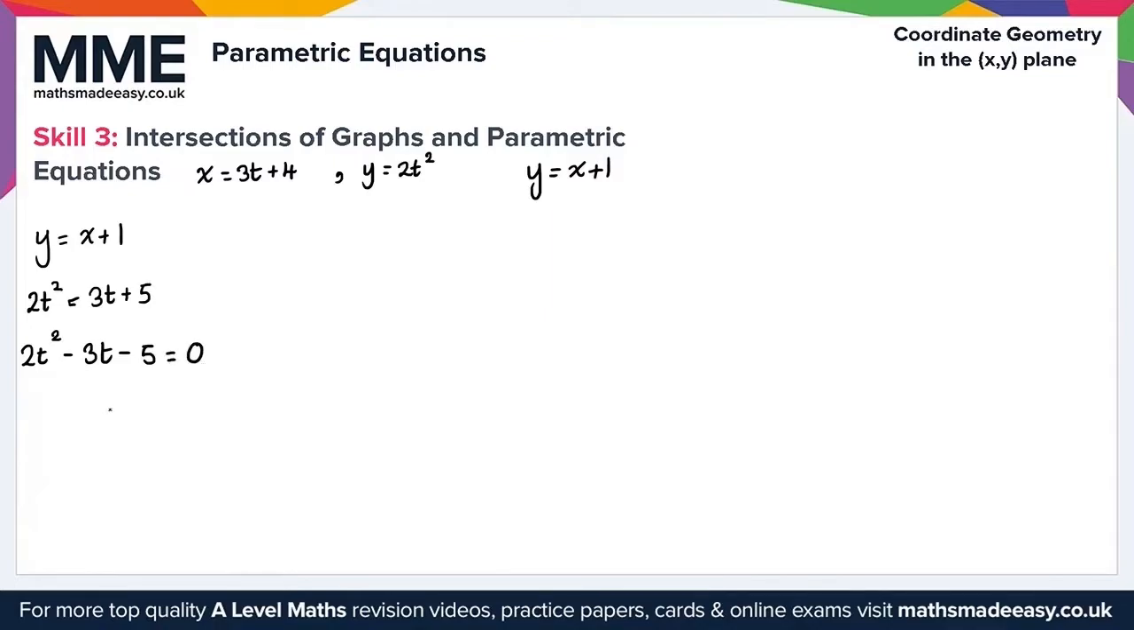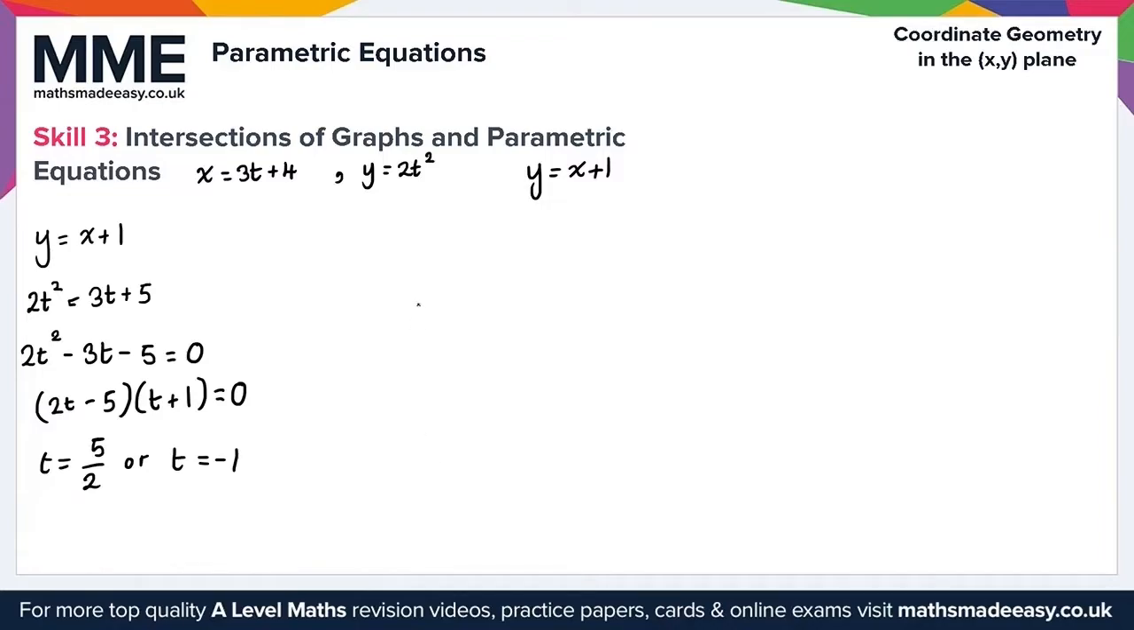And here, as we have a quadratic equation, the first thing we should always check is whether this factorizes. And here we do find indeed that this factorizes. What we obtain is 2t minus 5 and t plus 1, and this is equal to 0. And that gives us two solutions now for t. What we have here is t is equal to 5 over 2, or we have t equals minus 1.